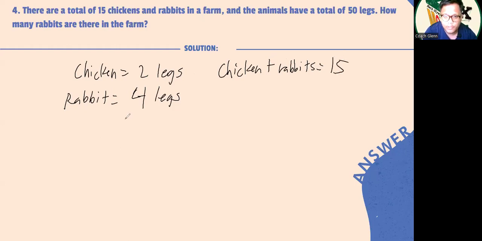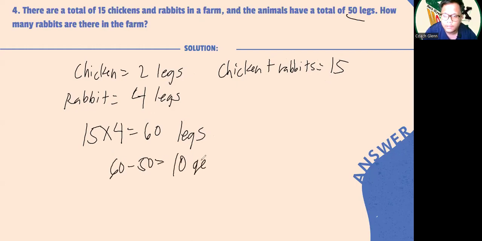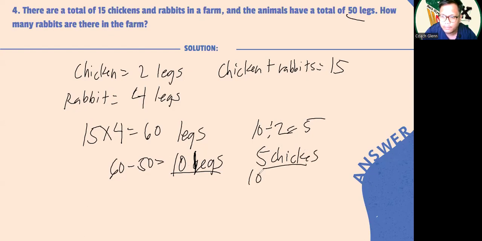So our technique here is first, let's assume that they are all rabbits. If they are all rabbits, then they have 4 legs each. So we have 15 times 4, that's equal to 60 legs. But what we can observe is that we only have 50 legs. So we have an excess of 60 minus 50, which is 10 legs. Those extra legs come from rabbits that have 4 legs, so we need to cut 2 of the legs to make it a chicken. All we need to do is 10 divided by 2, which is 5. That means you have 5 chickens. If you have 5 chickens, then you also have 10 rabbits. So the final answer here should be 10 rabbits.